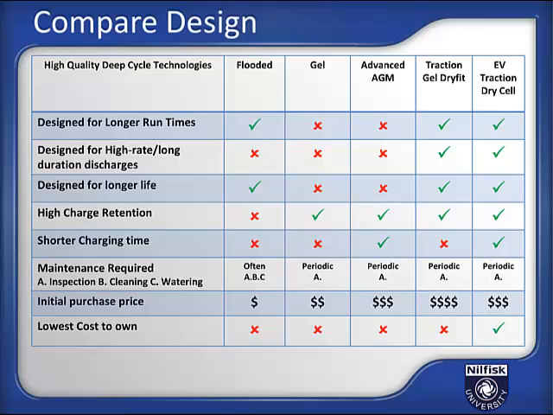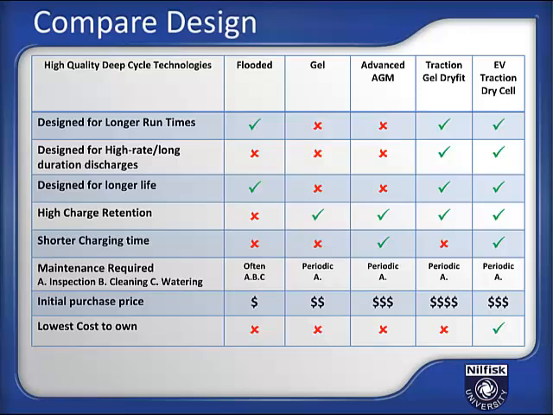High charge retention rates only apply to the VRLA types. Shorter charge time only applies to the AGM and EV traction dry cell technology. Maintenance required is represented with an ABC approach, A being inspection, B being cleaning, and C being watering. The one to note here, the technology that stands out, is the flooded lead acid technology, which has the highest maintenance requirements.